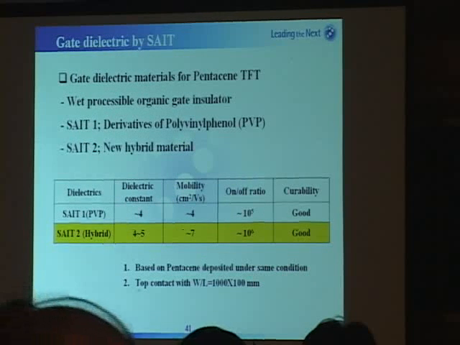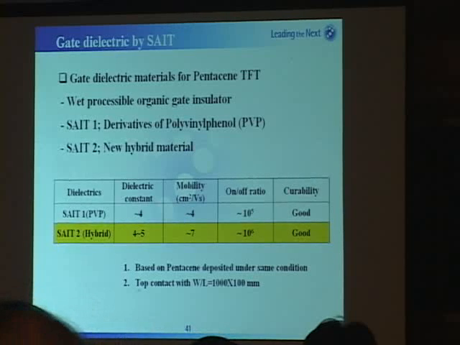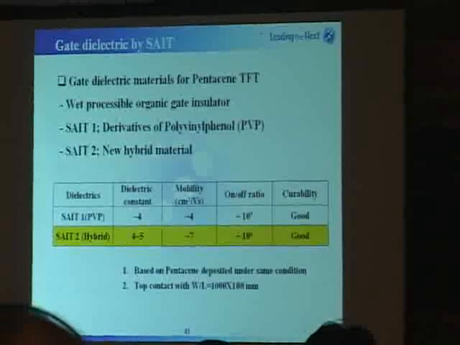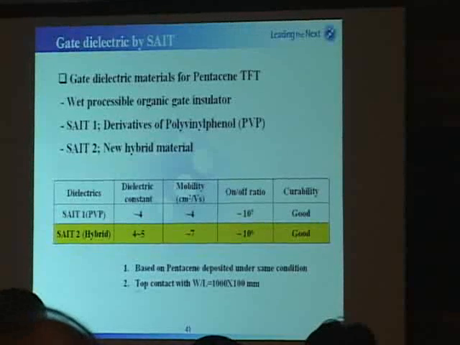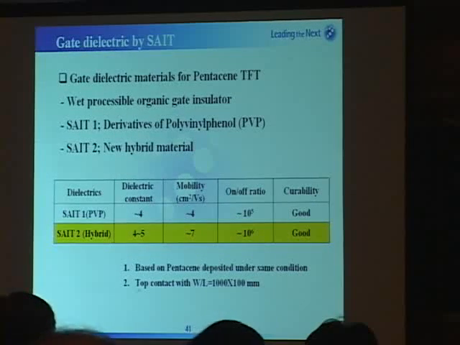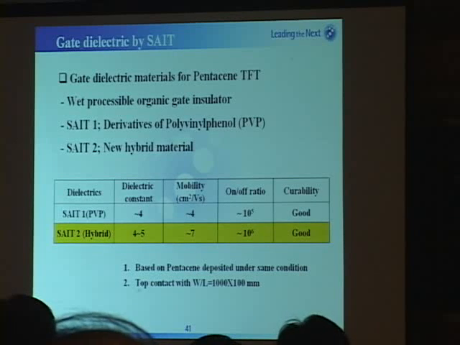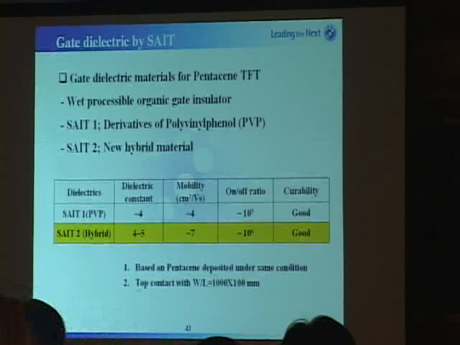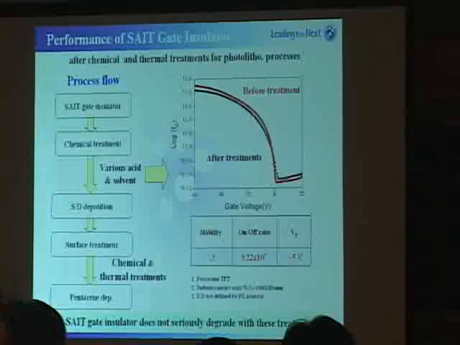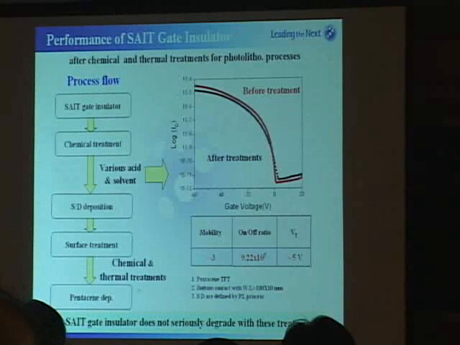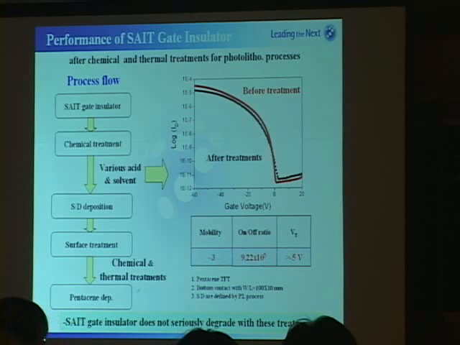We also developed our own gate insulator materials. Type 1 is a derivative of polyvinyl phenol, and type 2 is a new hybrid material including transition metals. As shown in this table, type 2 shows a good performance for TFT. Then we could achieve a mobility of 7, and the on-off ratio is 10 to the 6th. This picture shows the performance of the gate insulator after chemical and thermal treatment for the photolithographic process. It is very important to fabricate the panel.